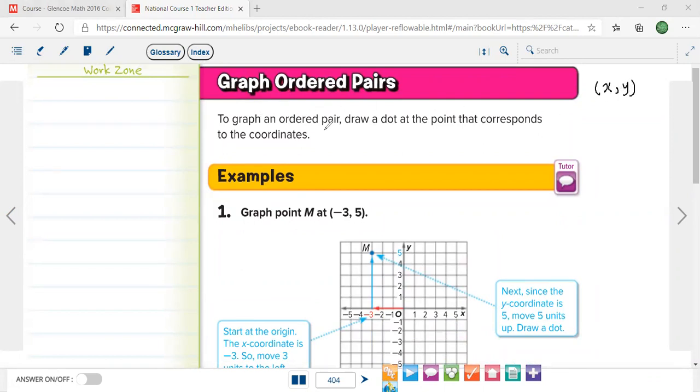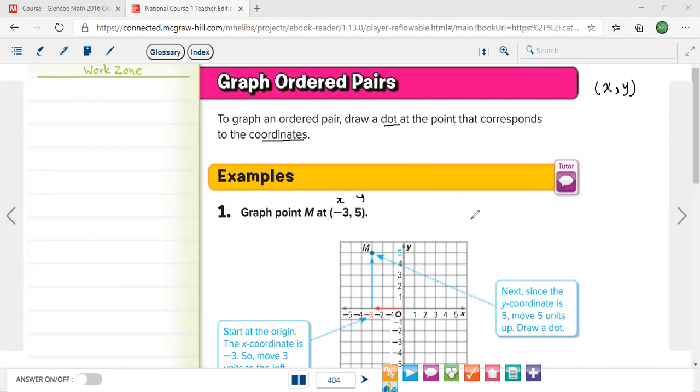To graph an ordered pair, draw a dot at the point that corresponds to the coordinates. What does it mean corresponds to the coordinates? Means, for example, a point like -3 and 5. So this is x and y. So we go to -3, up to 5, and we plot a point. And we name it point M.